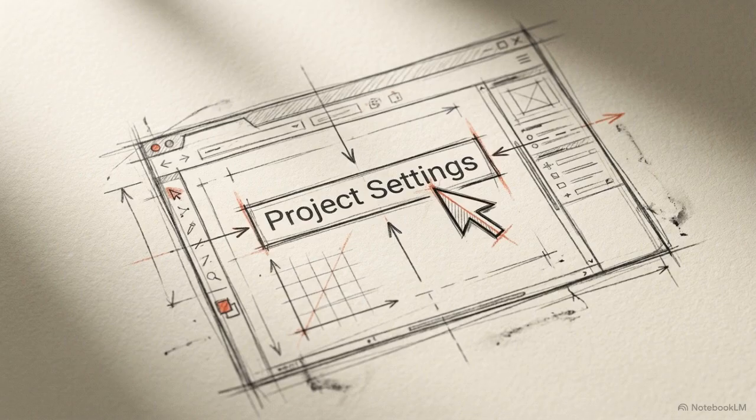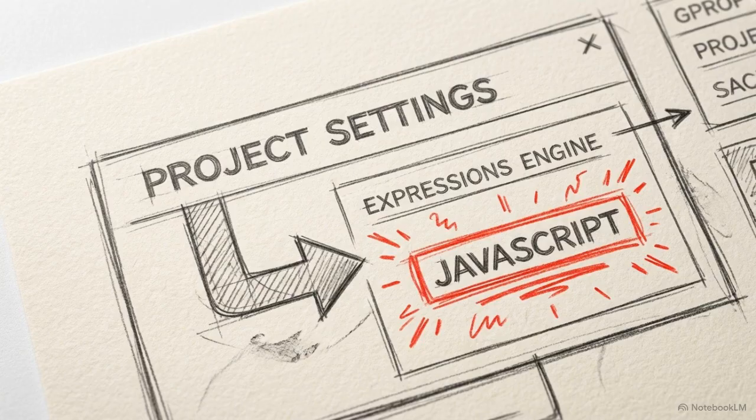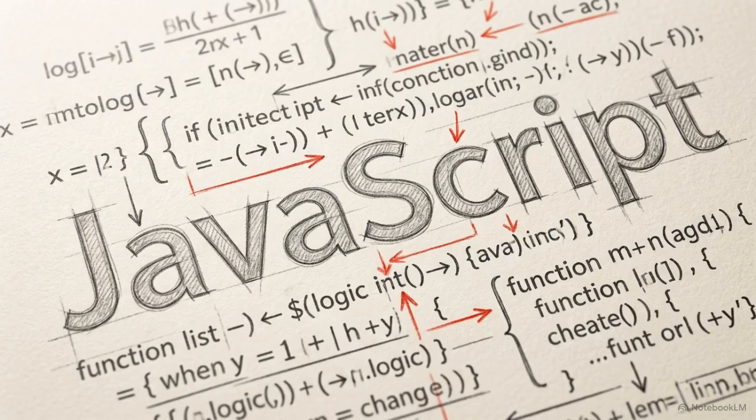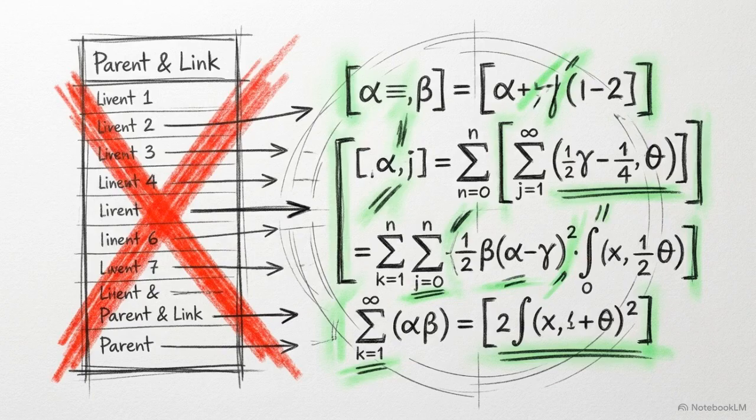Step 1 is preparing your workspace. Open your project settings and verify you are using the JavaScript expressions engine. This is the modern code parser in After Effects, and it is required to read the syntax we are about to write. With that enabled, we can abandon the standard parent column entirely. We will build structural independence using explicit mathematical links instead.